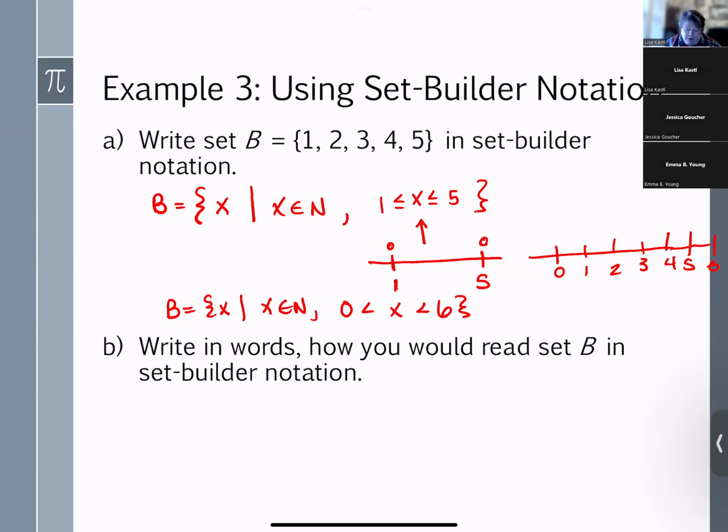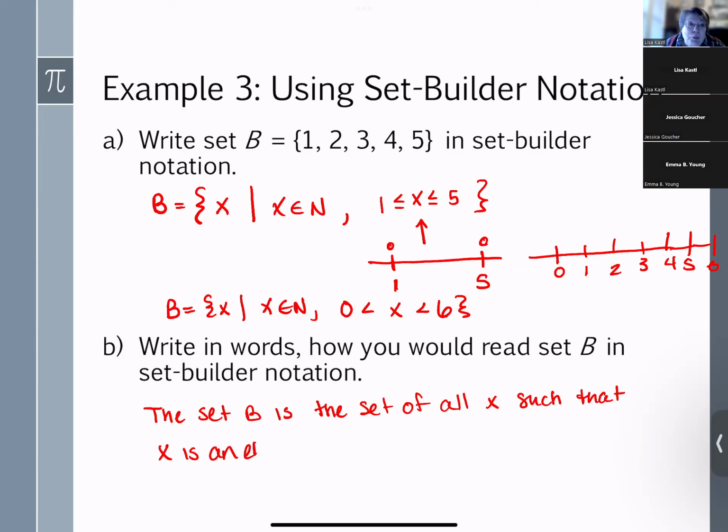So how do we read this in words? We say the set B is, equals always translates to "is." Sorry, the set of all x, and sometimes they use x's, but we're just going to use all x, such that, that's that vertical bar, x is an element of the natural numbers. A lot of writing. Why do we use set builder notation? This is too much to write.